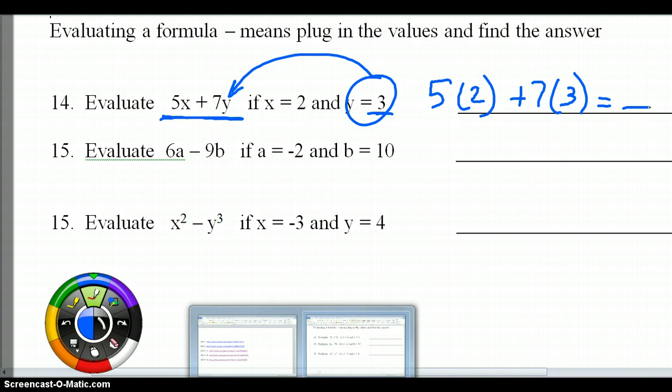Number 15, wherever we see an A, we'll put in a -2. Wherever we see a B, we'll stick in a 10. Punch that right into your calculator just the way it appears. And those are ones on the ACT test that you'll just want to use your calculator and punch in.